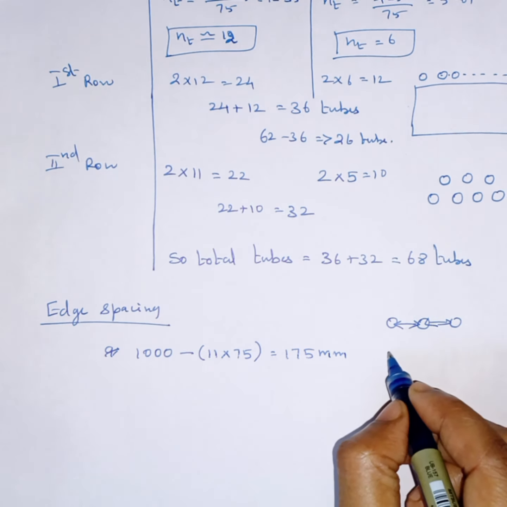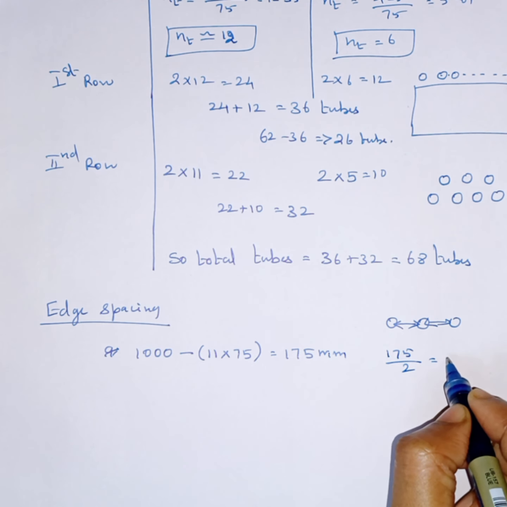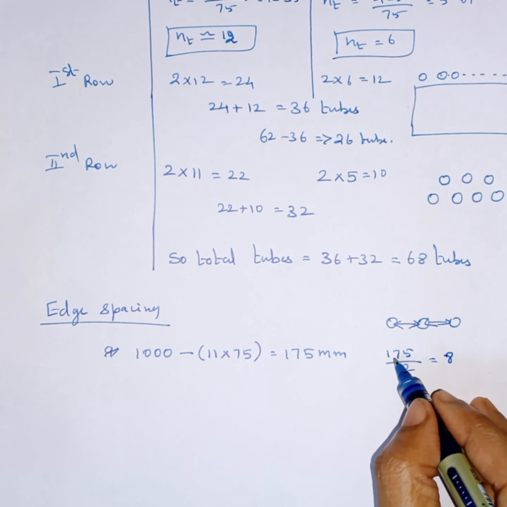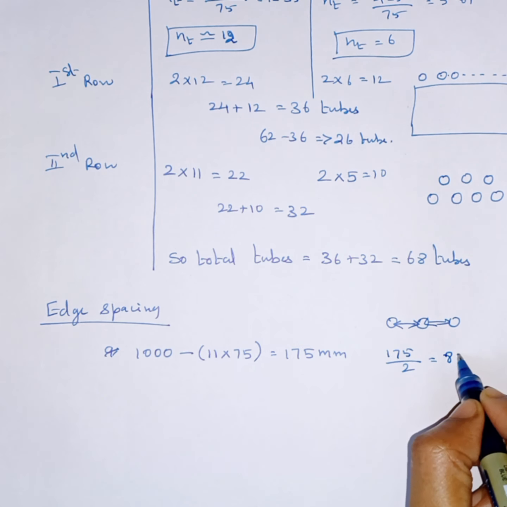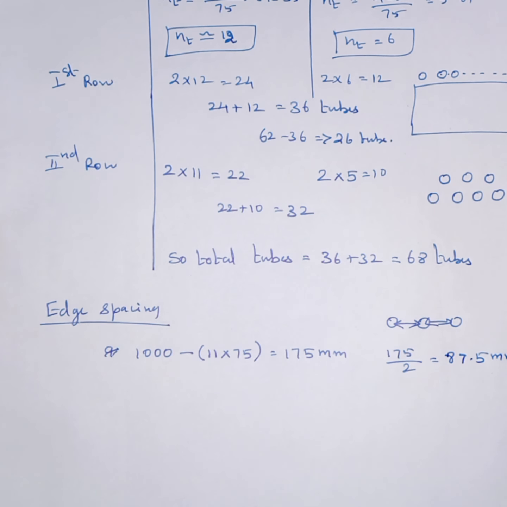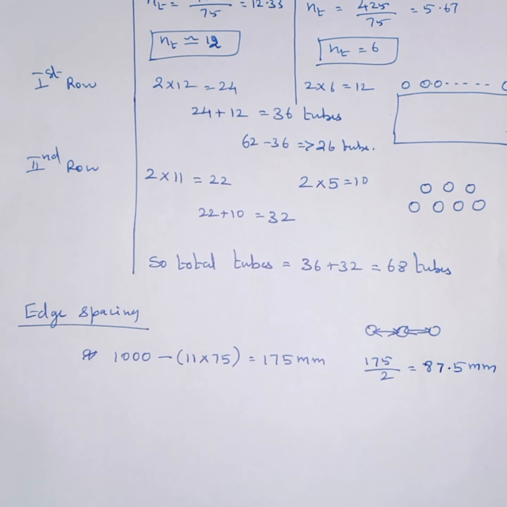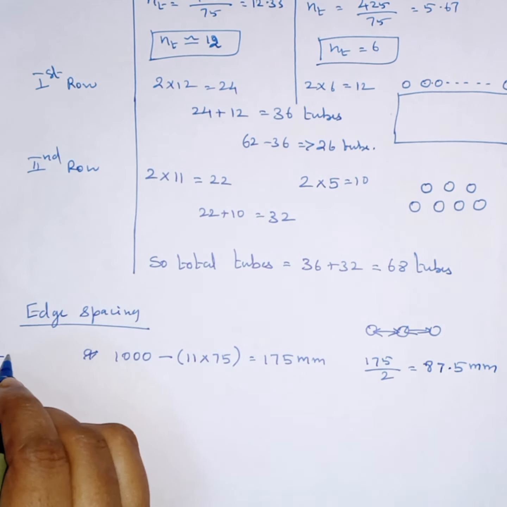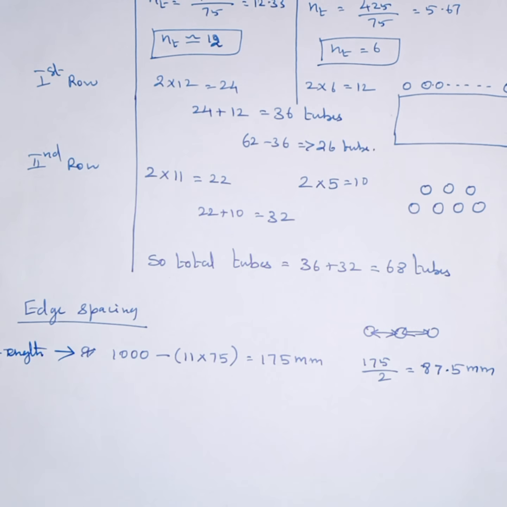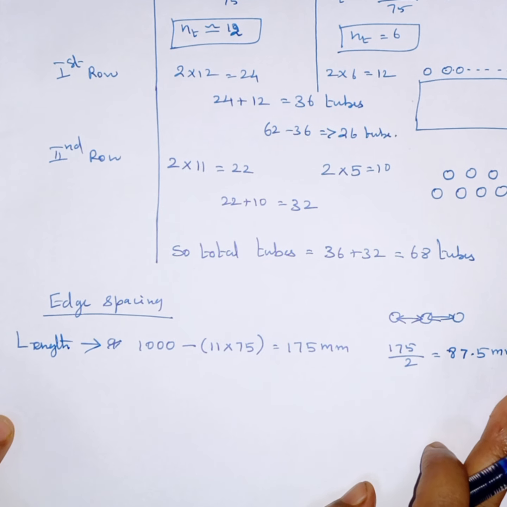11 into 75 is 825 mm, so 175 mm is available at the edges. For both the edges, 175 divided by 2 gives 87.5 mm available at both ends along the length. This is along the length of the tank. So the edge spacing is 87.5 mm at both ends, correct?